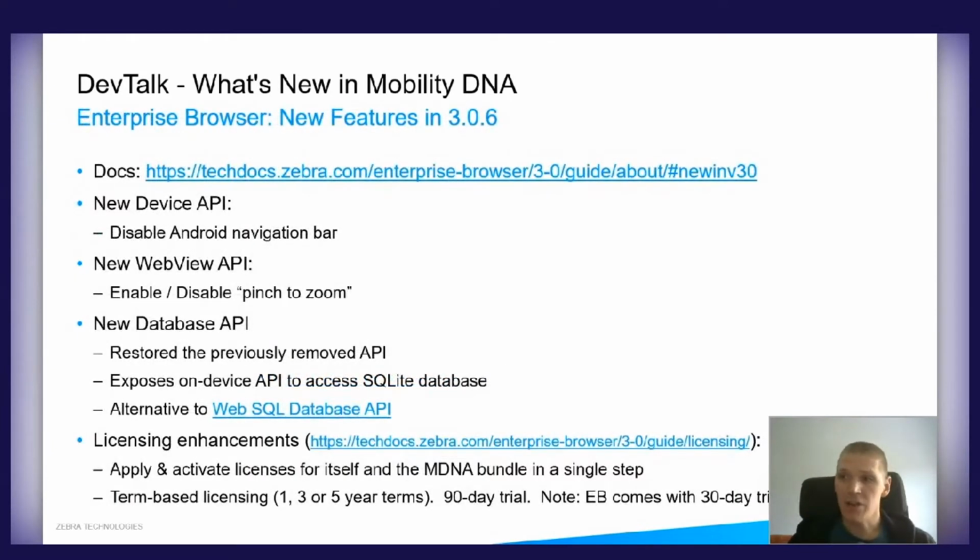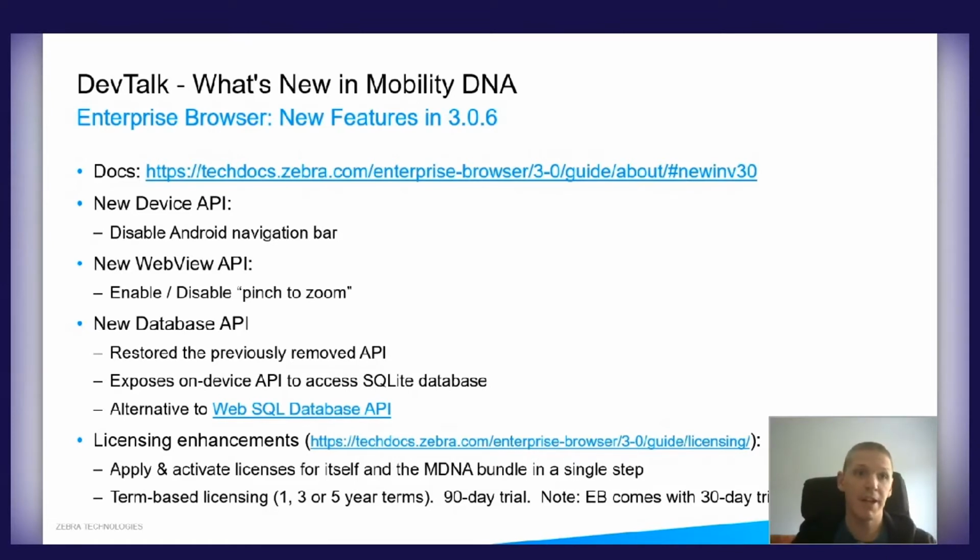What I didn't get a chance to cover last time was the new features which have been added into Enterprise Browser 3.06. And I still don't know the Enterprise Browser numbering scheme, but this is the latest version. So Enterprise Browser, I think it was released in November last year. What are we in now? May? Yeah, it's a few months old now. But let's cover what the new features are, because we never did a DevTalk or anything about this.